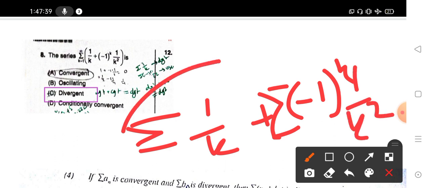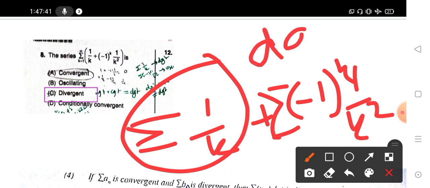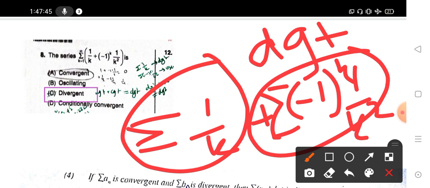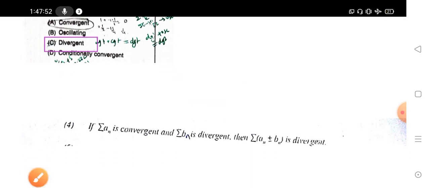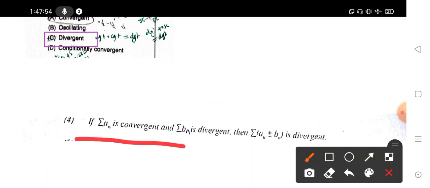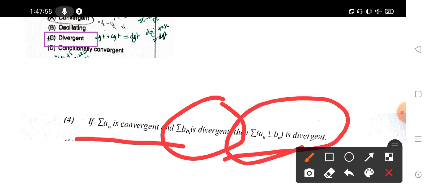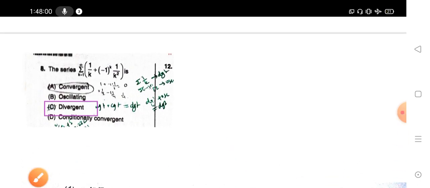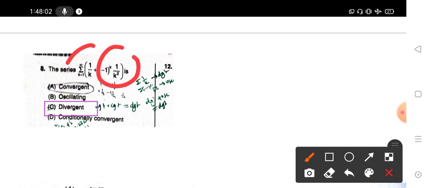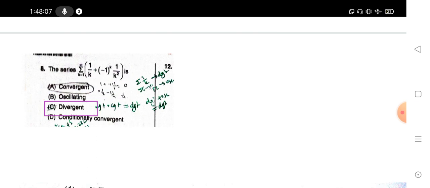Here 1 upon k is divergent, and this is a no matter, convergent or oscillatory, therefore one statement. Here an is convergent and bn is divergent, then sum of an plus or minus bn is divergent. Therefore one is convergent and one is divergent, so the series will be divergent.